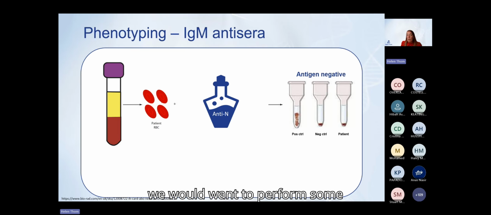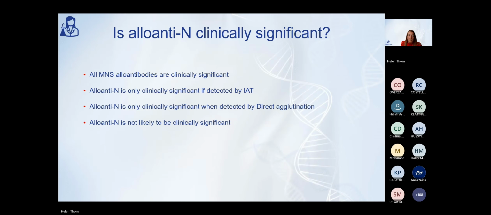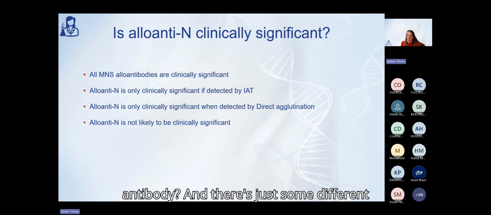So for this patient, we would want to perform some phenotyping. The patient has not been transfused, so we're okay to do this, and would be using IgM antisera. And we've tested our patient, and the result is that they are N negative, so this would be an allo-antibody. So the next question that I'm going to launch here for you is: is anti-N a clinically significant antibody?